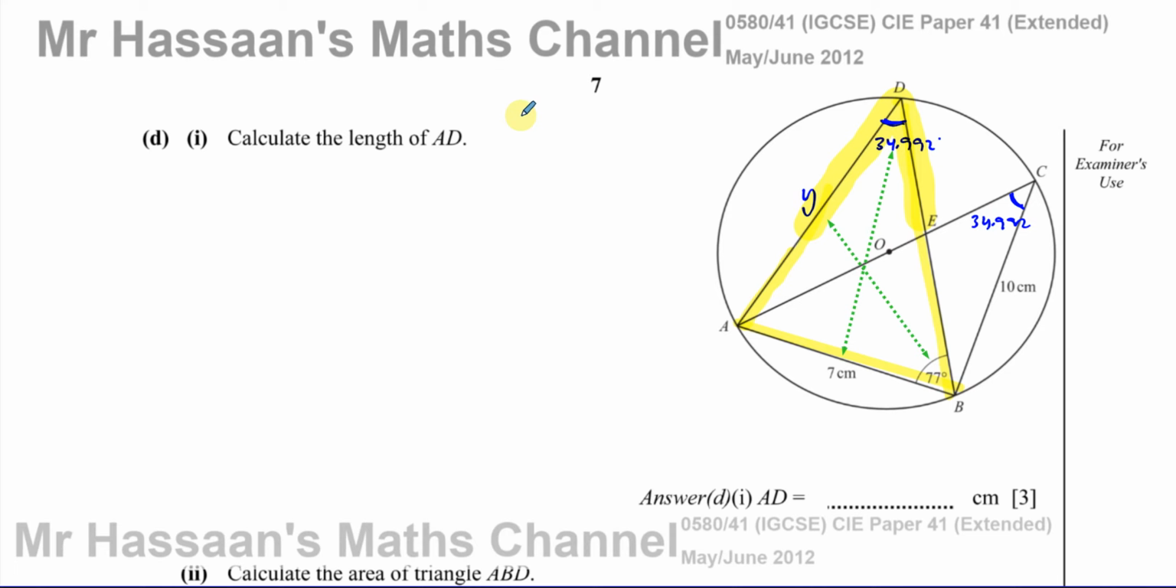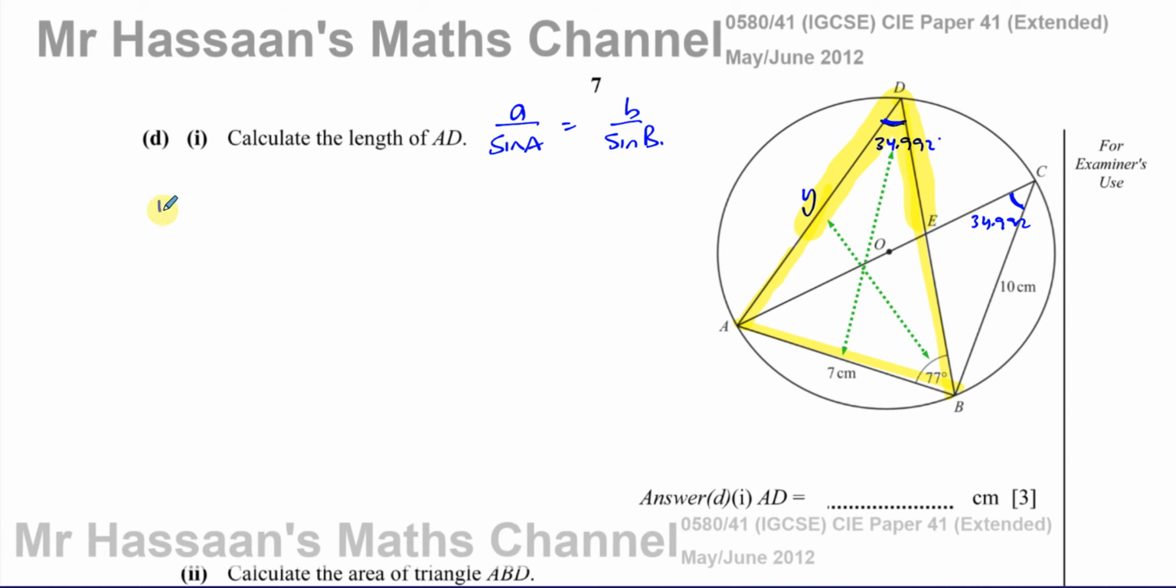Now, the sine rule basically states that a over sine A equals b over sine B, where a and b are opposite. So any length in any triangle, whether it's right angle or not, any length divided by the sine of the angle opposite that length will give you the same ratio as another length in the same triangle divided by the sine of the angle opposite that length. So I know that y divided by sine 77 will give me the same answer as 7 divided by sine 34.992. Okay, that's the sine rule.